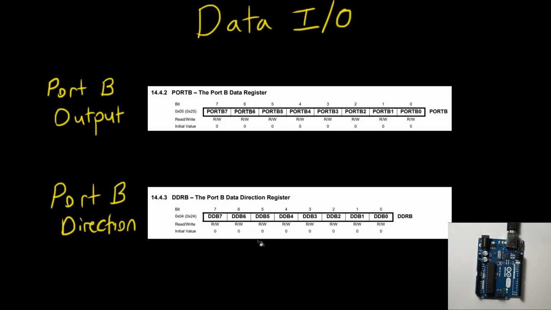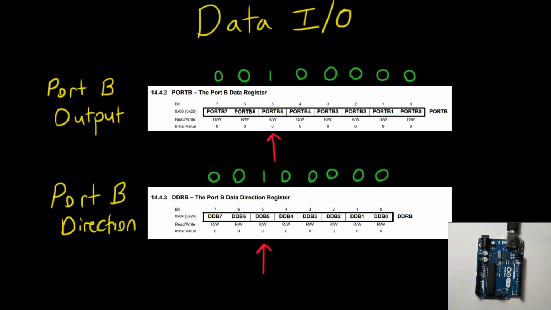So if we set DDB5 to 1, that means the microcontroller is to treat port B5 as an output. Then we want to make port B5 hot, so we write a 1 bit to port B5. Great. So at the end of this, we want these 2 bits to be high, and we want the rest of the bits to be low. Great. So how do we set a single bit in a register?